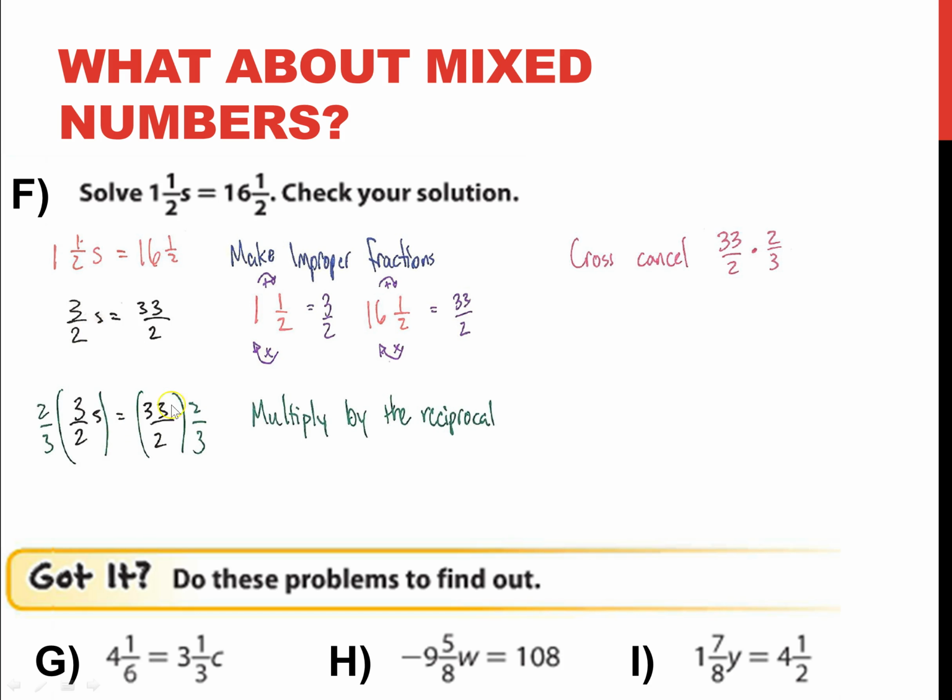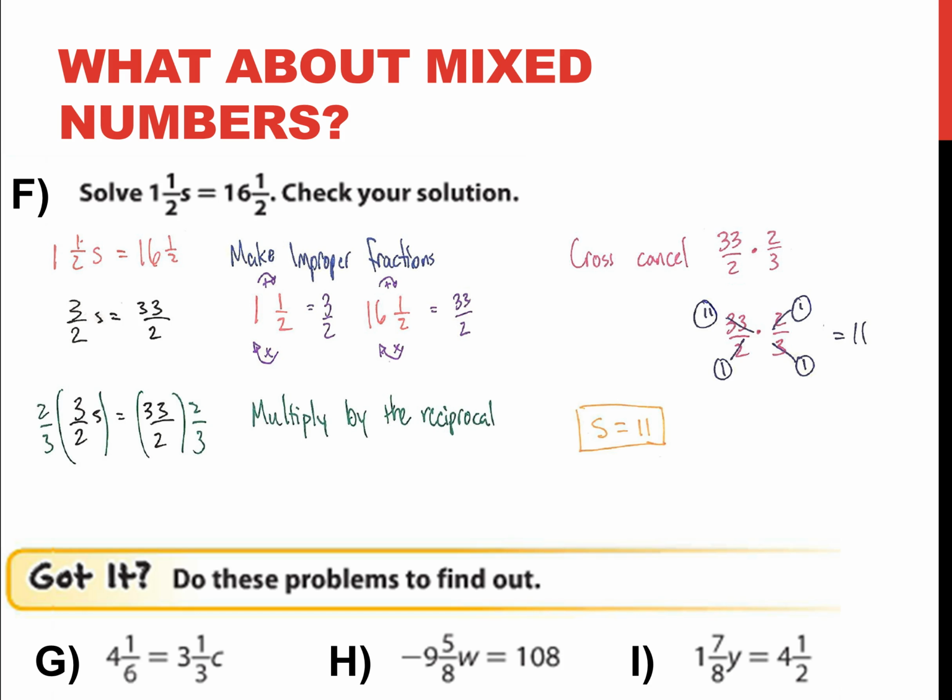And I see, since I multiply 33 over 2 times 2 over 3, the 33 and the 3, the numerator of the first fraction and the denominator of the second fraction, can be canceled. And the 2's can cancel. So the 3 goes into 3 once and 33 11 times. And 2 divides by 2 for both. So now I have 11 times 1 and 1 times 11. That's equal to 11. So I know that S is equal to 11.